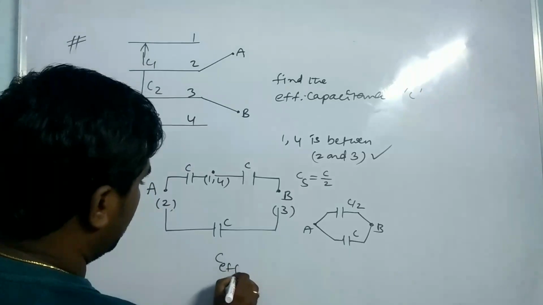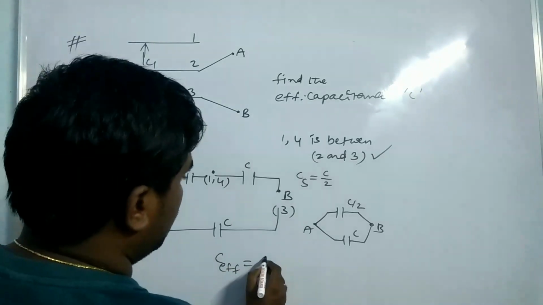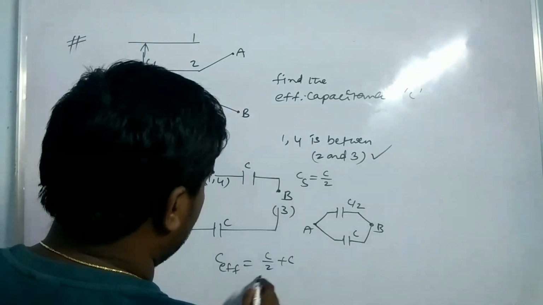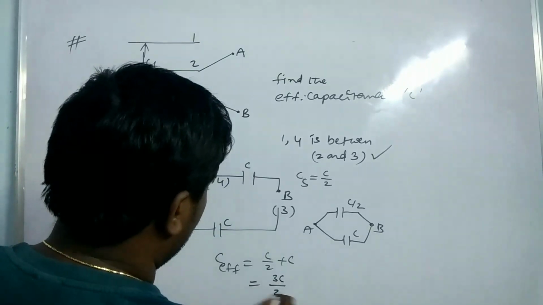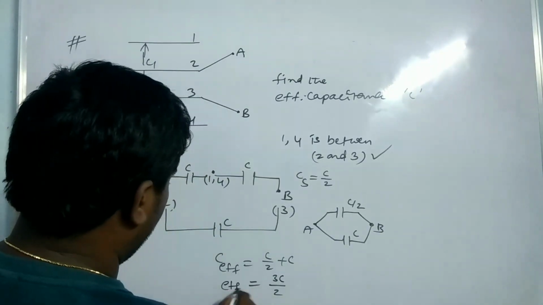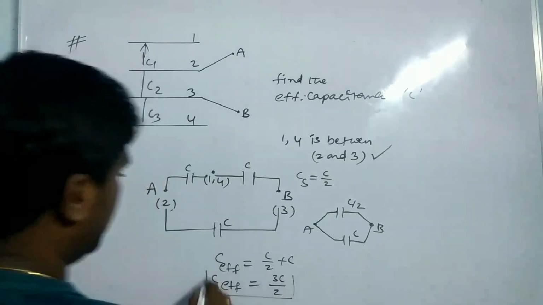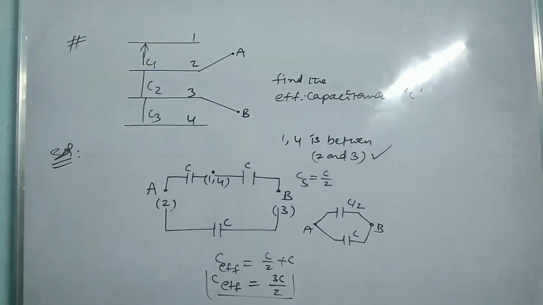The C effective is equal to C by 2 plus C. It is equal to 3C by 2. So this is the effective capacitance, C effective, it is 3C by 2.